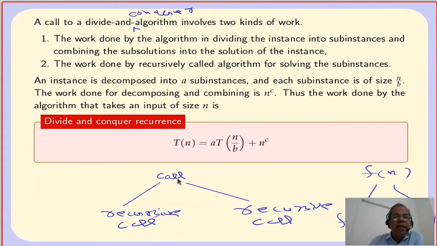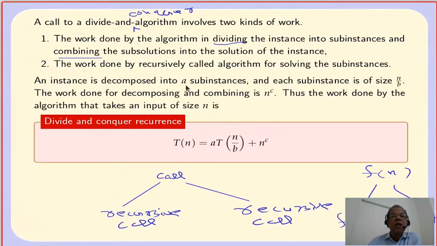The work done by the call is distributed as follows. What is the work done by the call? The call does work in order to deconstruct the input into sub-inputs. The call should also do some work to combine the sub-solutions into a solution. So the work done by the algorithm in dividing the instance into sub-instances is one part of the work, and combining the sub-solutions into a solution. This is the work done by the call. The other part is the work done by the recursively called algorithms. Every recursive call also does some work.